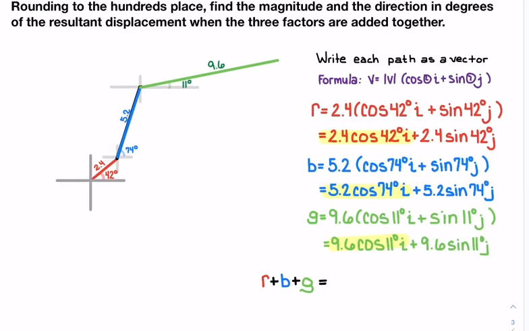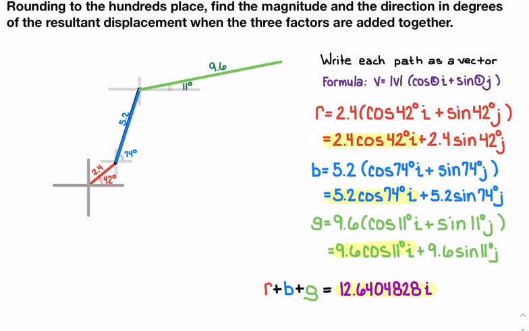Adding the first components, which are the I components, I grabbed my calculator. Making sure my calculator is in degree mode, I added these three highlighted values. The first component of the resultant vector is 12.6404828I.